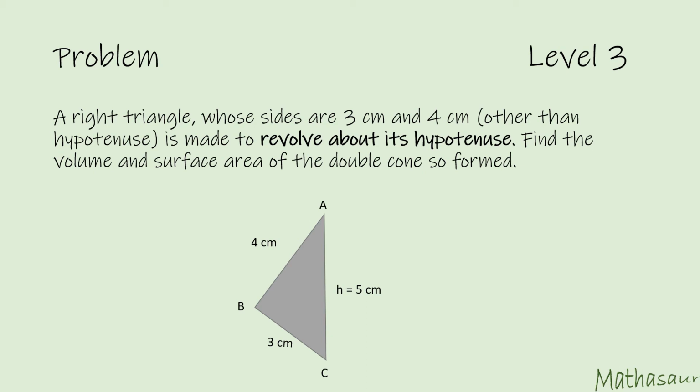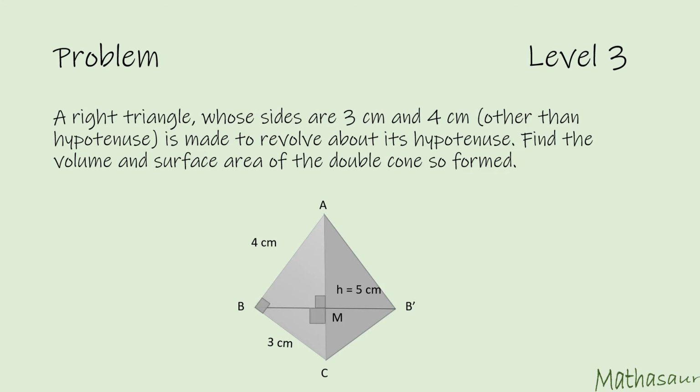Can you imagine what is going to happen? I am getting a strange quadrilateral. However, if I connect B and B dash, can you see that AB, B dash would be forming one cone and C, B, B dash would be forming another cone? The question also mentions a double cone so formed.